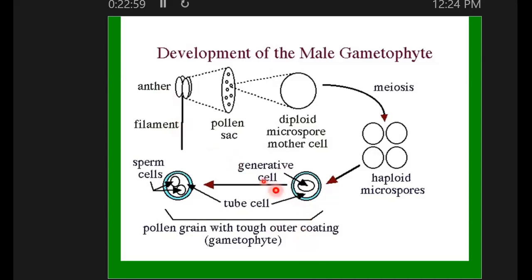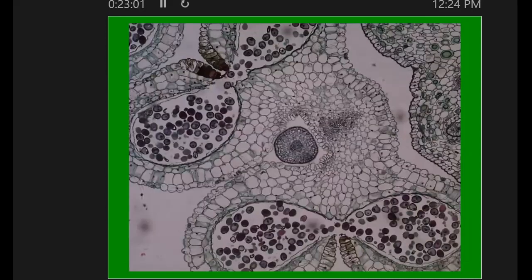So let's look inside the anther again, more advanced. Now you see a lot of pollen that are ready to go. They're ready to be transferred to the stigma. They're still immature. There's only 2 cells, no sperm yet, but that's okay. Eventually they'll get the sperm going.